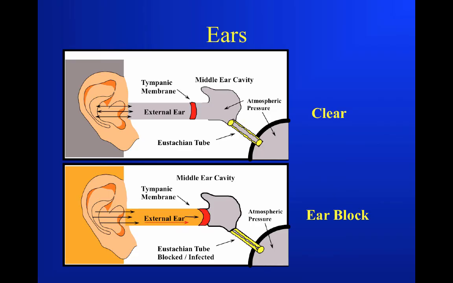This diagram illustrates nicely the issue and demonstrates how if the eustachian tube is blocked or narrowed, then the middle ear cavity is unable to effectively equalise.